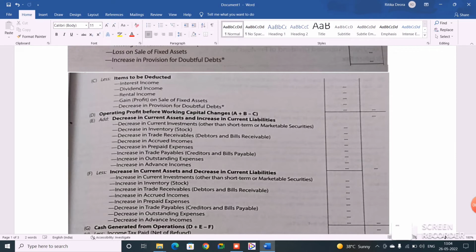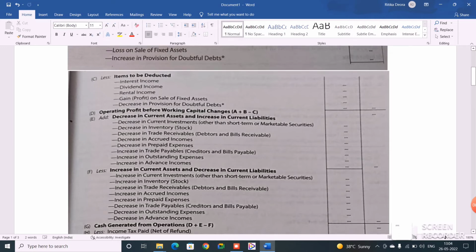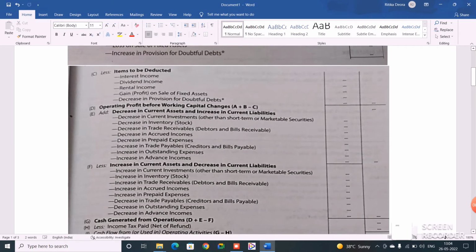You all must know what working capital is. Working capital is the difference between current assets and current liabilities. It is the amount of capital which is invested into the business for day-to-day operations. That is called working capital. Now, why do we consider working capital changes?